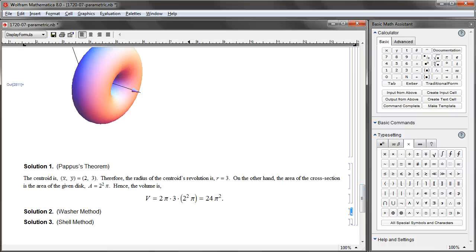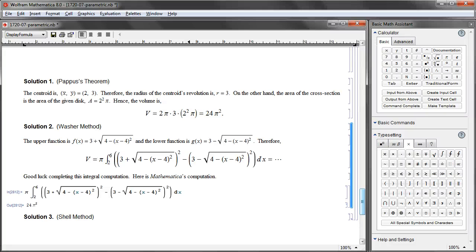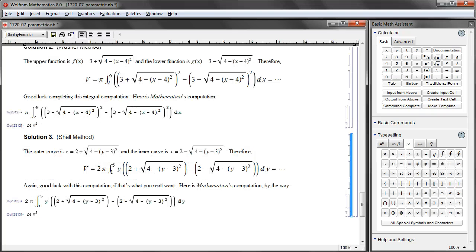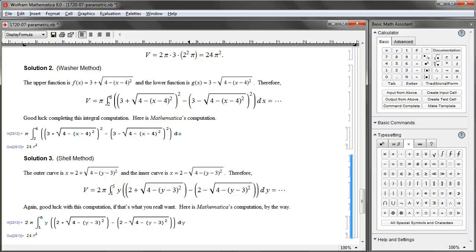If you use the Washer method, then the solution becomes rather long, and if you use the shell method, the solution is almost equally as long. But then again, if you use Mathematica, either way you can answer quickly, so what's the point? Well, here you go. That's the conclusion.